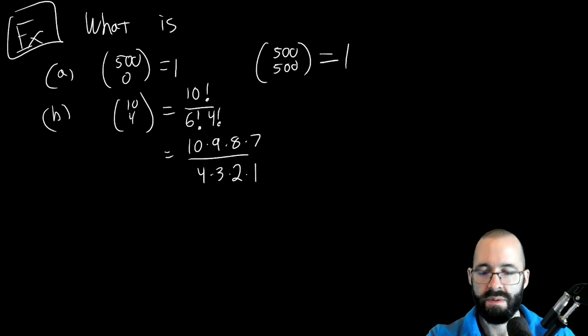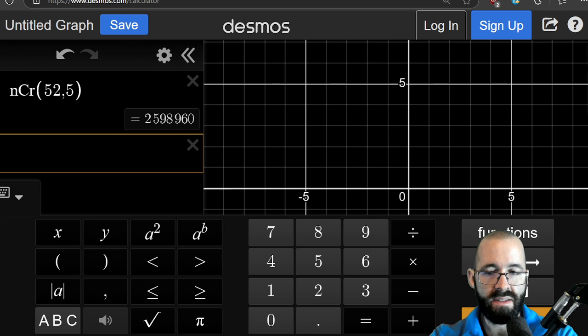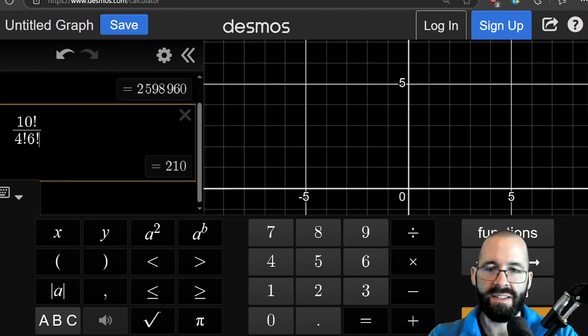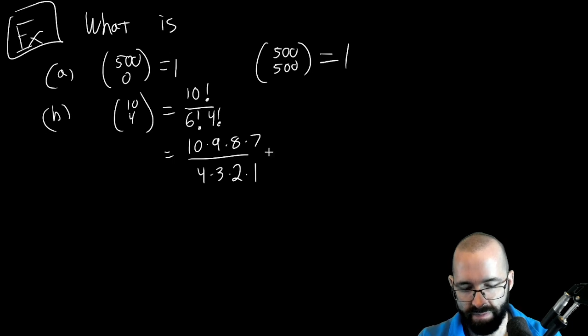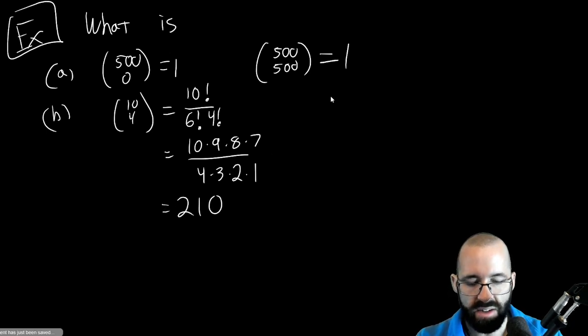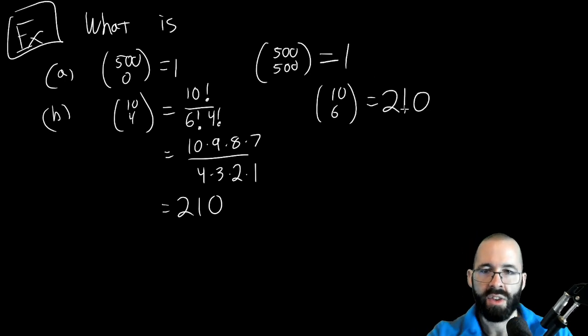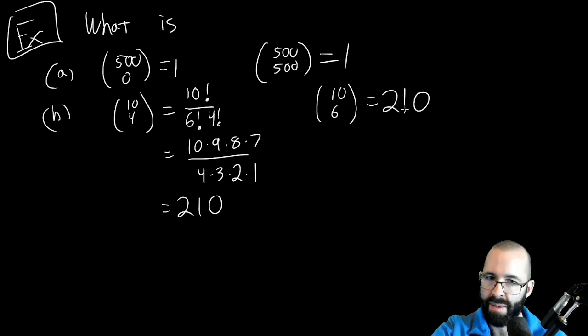10 choose 4, spoiling a little bit, looks like this. It's 210. And so similarly, if I asked you what 10 choose 6 is, you know it's 210. Grabbing 4 and leaving 6 is the same as grabbing 6 and leaving 4 in terms of combinations.